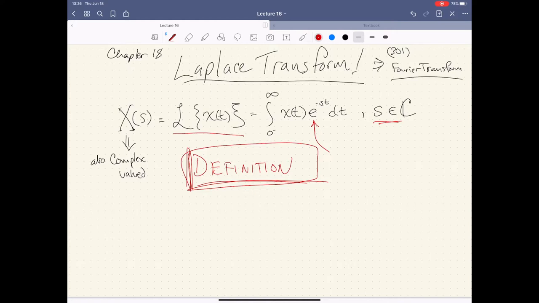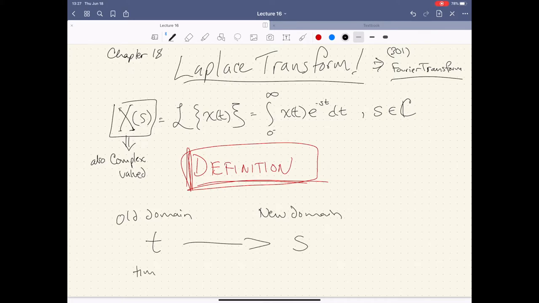So this guy is complex, and therefore our output, how we usually write the output, because we don't want to walk around with L's everywhere, that'd be annoying, unless you're a computer programmer and you like writing the same syntax over and over again, depending on what language you use. We write it as capital X of s. And the s here is our new domain. So the old domain is t, it's a function of t, and our new domain is s, whatever the heck that means. So time and frequency is actually what it is. And we'll get to that.